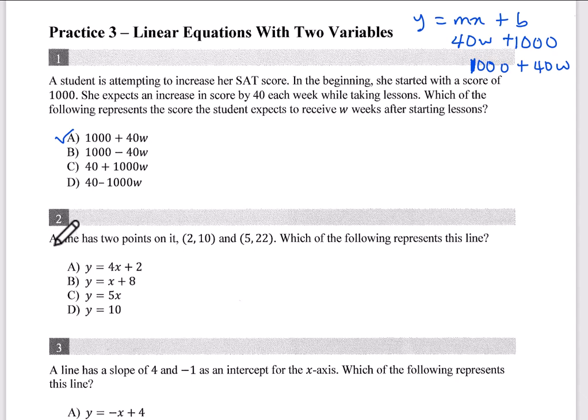Now for number 2, a line has 2 points on it, this and this. Which of the following represents this line? Now remember, when you want to write a line as an equation, you need first the formula. So let's work with slope intercept form, y equal to mx plus b. You need the slope, another important piece of information. So let's figure out the slope. Slope is equal to y2 minus y1 all over x2 minus x1.